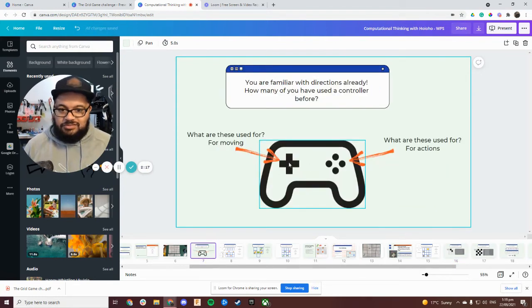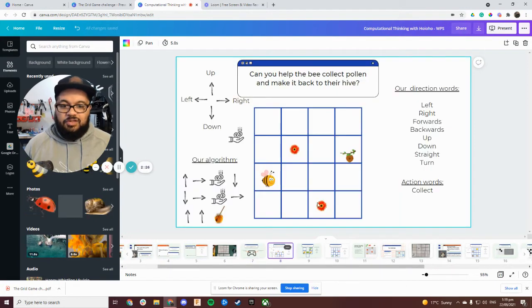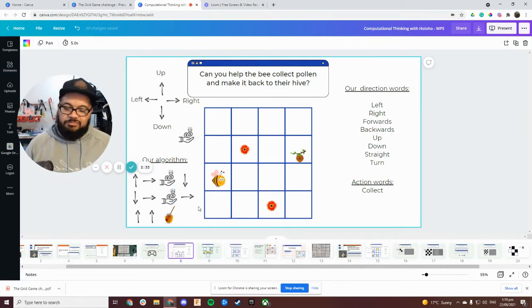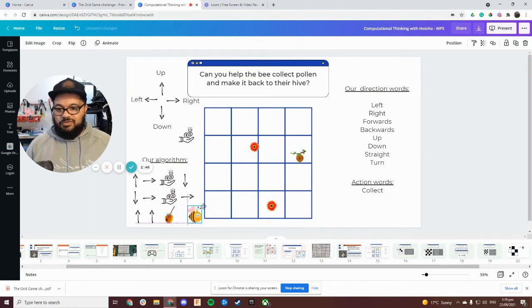On the left-hand side, generally is the D-pad. That's for moving. On the right-hand side is the buttons. Those are for actions. So we started building up this idea, and the example that we walked through was the algorithm that they came up with. I'm using Canva, so I just grabbed some of the icons and dropped them in here. So the bee moves up, moves right, and then collects the pollen, and then gets out the way. And then the idea was for it to move down, right, collect, and so on, and then make honey. We got the honey symbol there. So that was really cool.